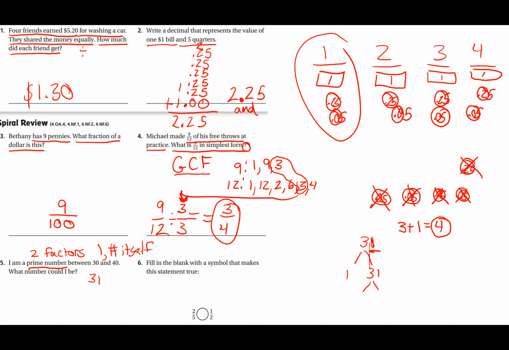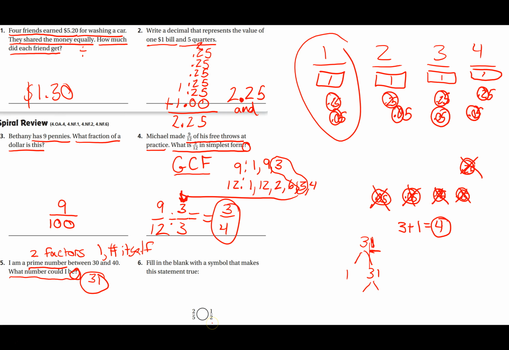So we can continue to go through. You can check all those numbers, and we're going to find that 31 could be the answer. Now, there could be more than one, but it just said what number could I be? Well, this is one possible answer. Okay? As long as you choose a number that's between 30 and 40 and it is prime, there are other correct answers as well. Number 6, fill in the blank with a symbol that makes this statement true.